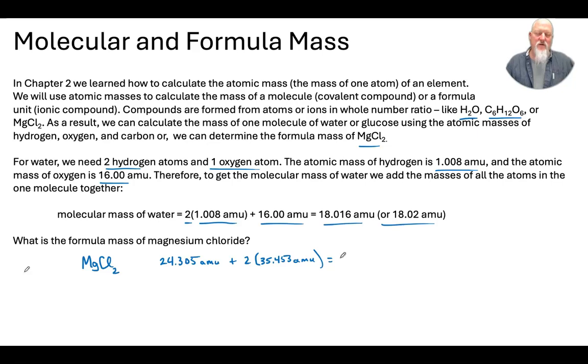And we're simply going to multiply 35.453 by 2, which is 70.906. And then we're going to add that to 24.305. And we get 95.211 AMU. So the formula mass of MgCl2 is 95.211 AMU.